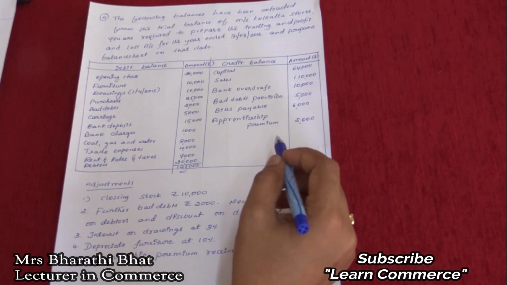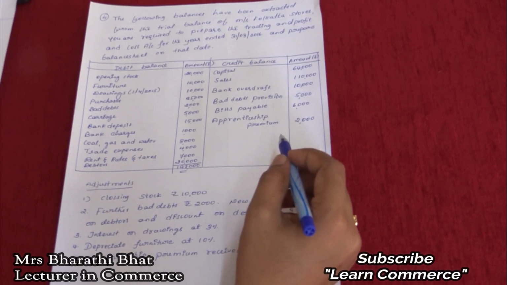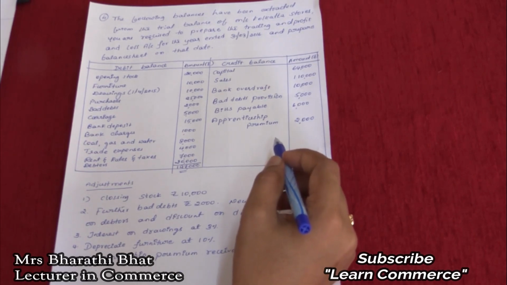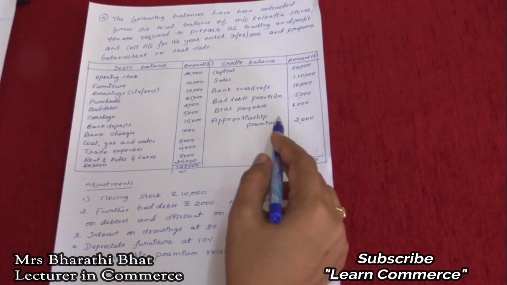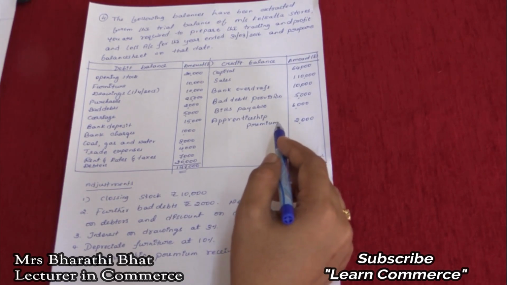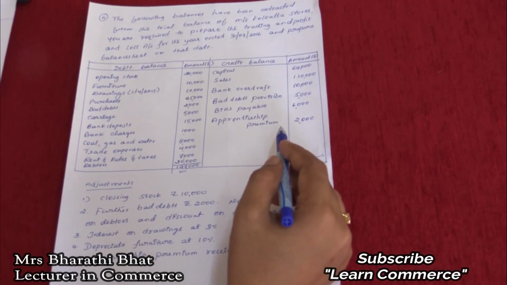So actually, apprenticeship means it is a system for providing training to a new generation, or to new practitioners of a trade or profession, with on the job training. Apprenticeship premium, an apprenticeship program, is also one of the training methods under on the job training.